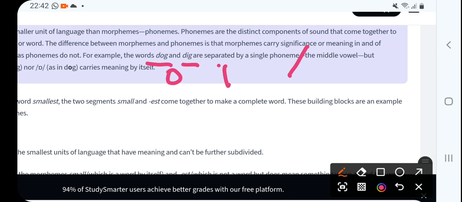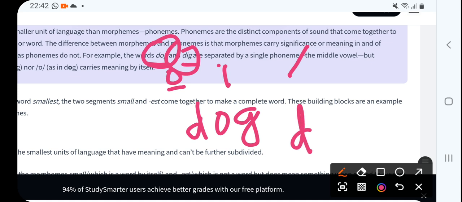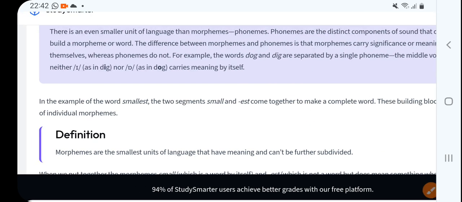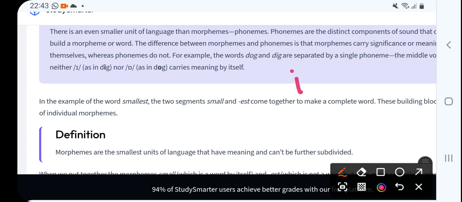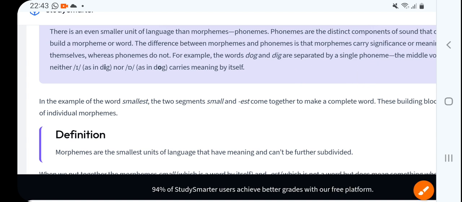The middle vowel in both the cases, dog and dig, right? So this is the middle vowel, separated by the middle vowel phoneme. But neither I as in dig nor O as in dog carries meaning by itself; there is no separate meaning of I and O. So this is a phoneme, right?